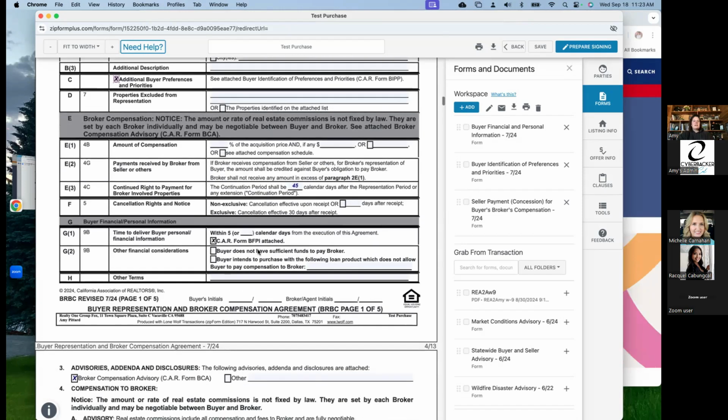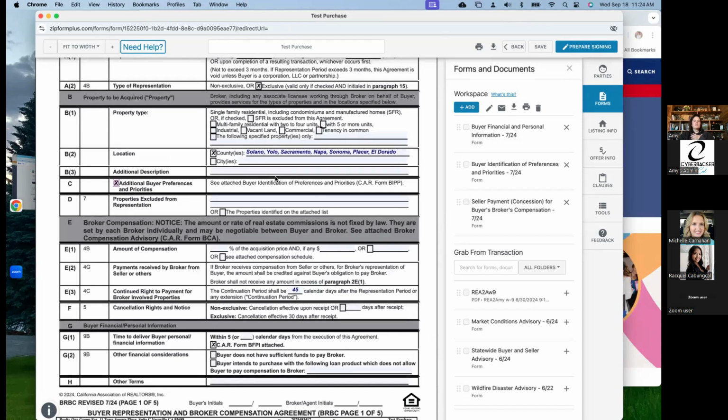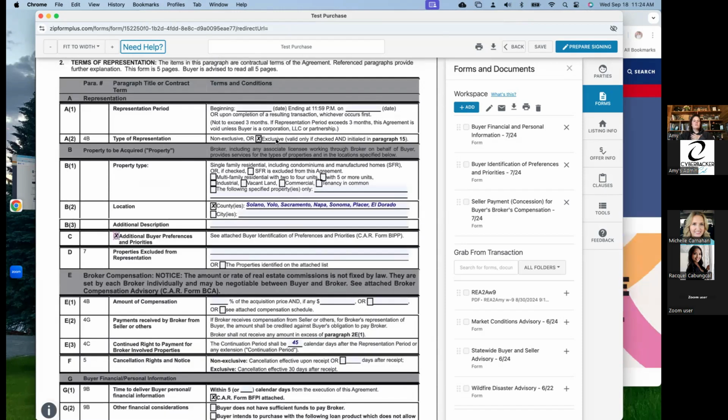All right, cancellation right, non-exclusive cancellation. I usually instruct everybody to mark the exclusive box up here on A2, that it's exclusive, which means that during this representation period, any properties they make an offer on, you're due a commission for that. If it's non-exclusive, what happens is the buyer may be using Raquel to see a couple properties. They may have talked to Michelle about showing them a couple others. They may be talking with Vanessa to see a couple others. And whichever property they ended up writing an offer on, whoever showed them that property gets compensated.